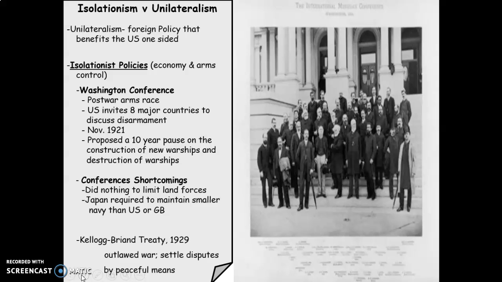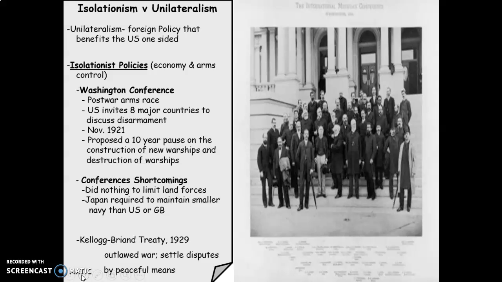So isolationist policies with the economy and arms control. If you look at the Washington Conference, a post-war arms race was developing, and we didn't want that. So the U.S. and 8 other major countries discussed disarmament. In November 1921, basically it proposes a 10-year pause on construction of any new warships and the destruction of warships that were over the quota.